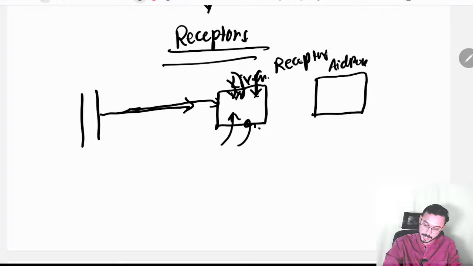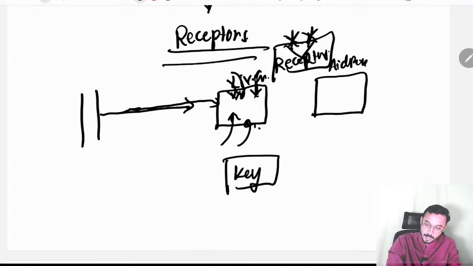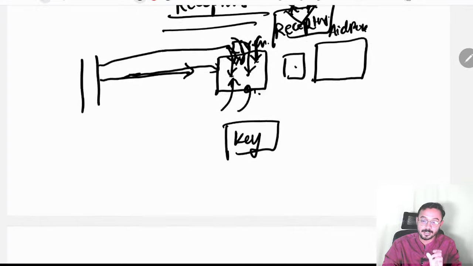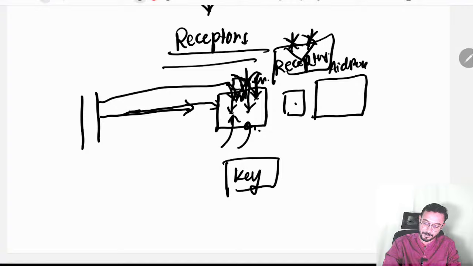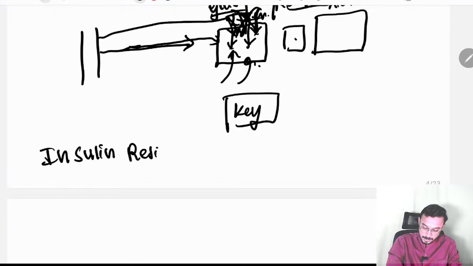Due to some conditions, these receptors get damaged. The receptor functions like a key. Whenever glucose comes, these receptors open the door and the glucose enters the liver or skeletal muscles. When receptors get damaged, the glucose level gets elevated in the blood. So it is also known as insulin resistance. In type 2 diabetes mellitus, it is insulin resistance.